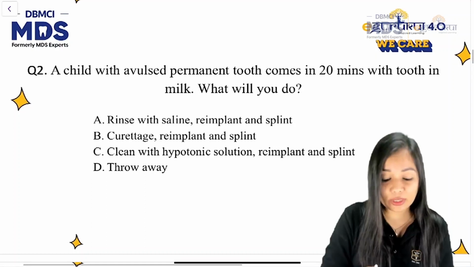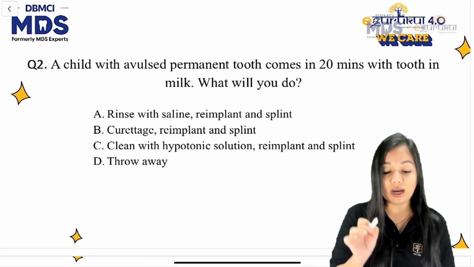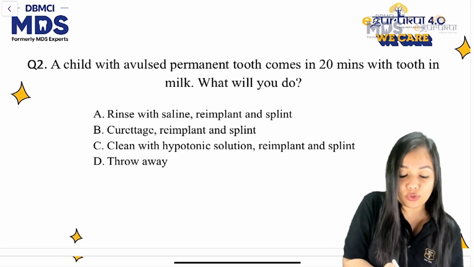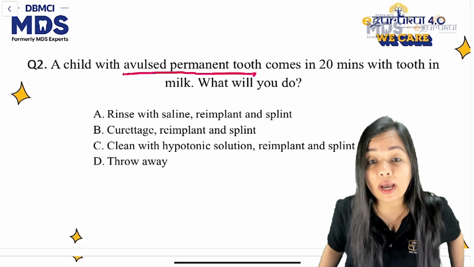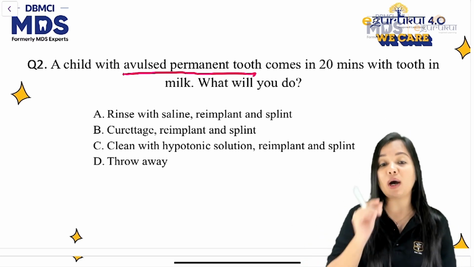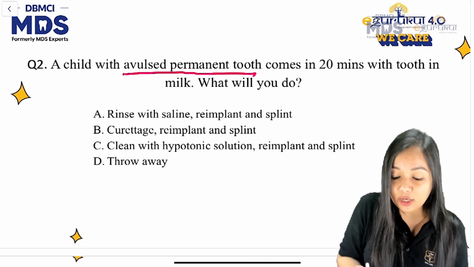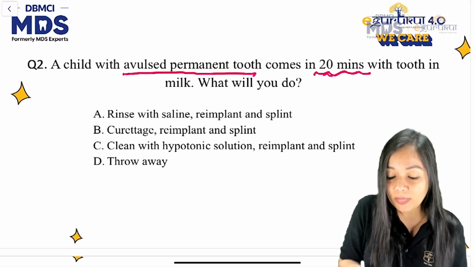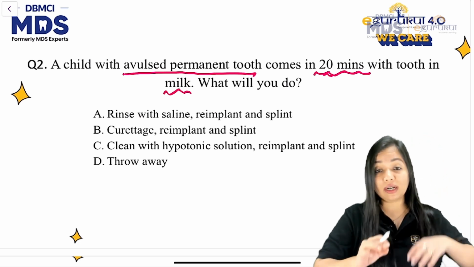The second question that comes is, a child with an avulsed permanent tooth. So the permanent tooth has avulsed. Okay, so there's a child who has a permanent tooth that has come out in toto, or it has avulsed, comes in 20 minutes with the tooth in the milk. So why am I underlining these things?